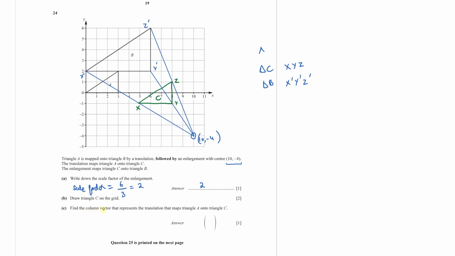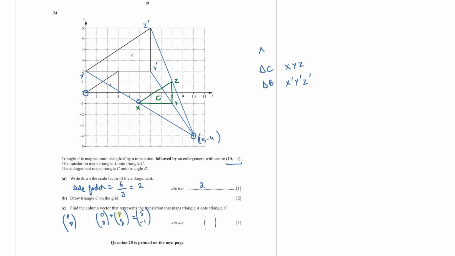Part C is find the column vector that represents the translation that maps triangle A onto triangle C. So let me call this column vector that we need to find (p, q), and we can take any two corresponding points. So let's look at this point here and this point X here. So this point was translated from (0, 0) to (5, -1), right? For translation, if I translate (0, 0) and add the translation vector (p, q), what do I get after translation? (5, -1).